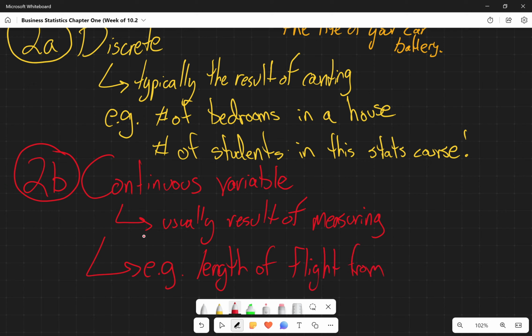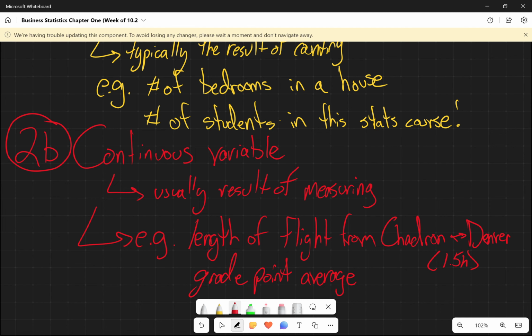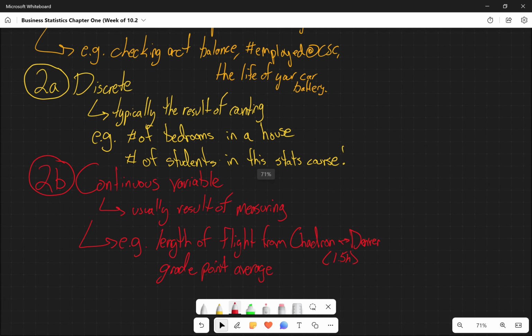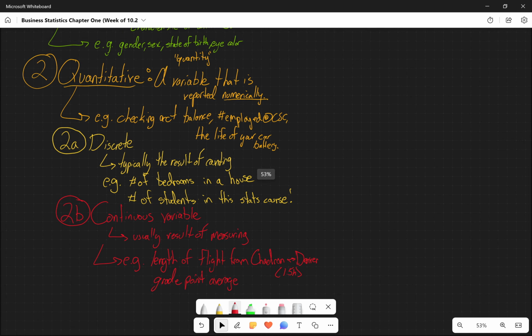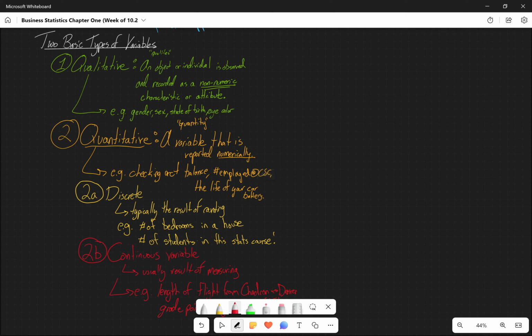from Chadron to Denver, which is about an hour and a half. Or another continuous variable would be your grade point average. So these are the two types of variables and the two types of quantitative variables that we're going to be seeing in this class.